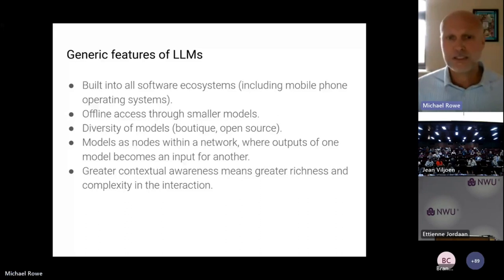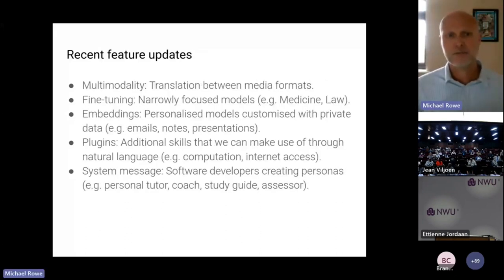Some recent feature updates in language models that I think are especially important to note. I mentioned multimodality, which is where language models can translate between media formats. So you can give it an image and it can generate a textual response based on that image. So you can ask questions of the image and it can talk back to you and tell you about the image. And then it works the same in the other direction as well. And we're seeing interesting things starting to emerge now with video as a format.